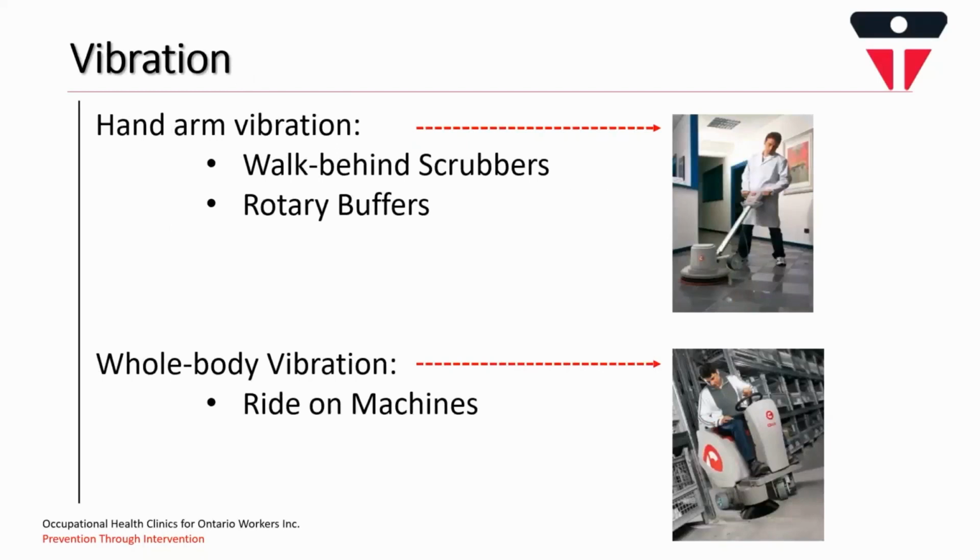When we look at vibration, there are two sources of vibration: hand-arm vibration and whole body vibration. In occupational cleaners, we often see hand-arm vibration when you're using different walk-behind scrubbers or rotary buffers. Whole body vibration occurs on any of those ride-on machines, so a sweeper, a floor waxer, anything like that.